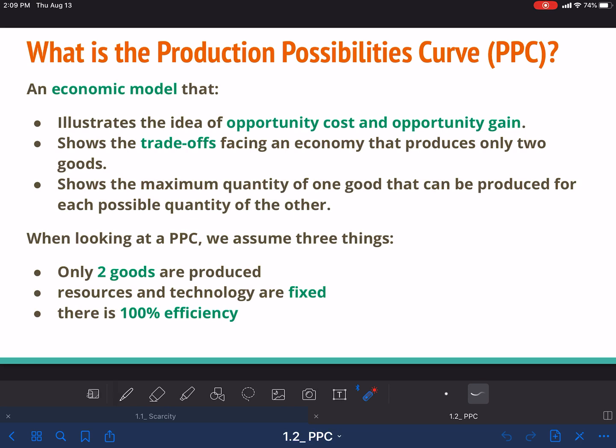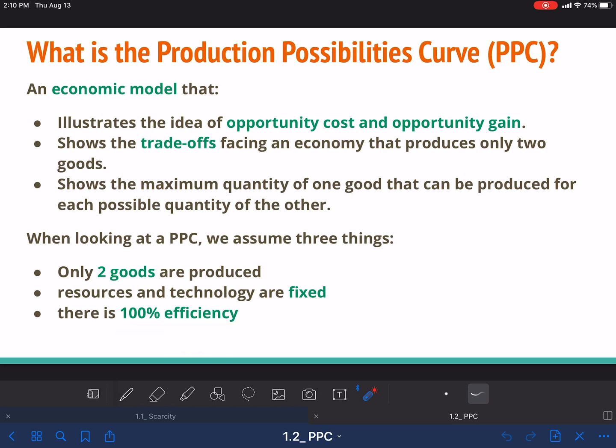So when we are looking at a production possibilities curve, we're going to assume three things. One of those things, like I said earlier, is that a nation only makes two goods. The next thing that we're going to assume is that resources and technology are fixed. So that means our limited resources are fixed. Let's say we make t-shirts and socks. We have a limited fixed amount of cotton to put into our t-shirts and socks, and that's not going to change. We're also going to assume that our technology is fixed. So that means the sewing machines that we're using, they're not being upgraded, they're staying the same. And we are also going to assume that the nation is always 100% efficient.